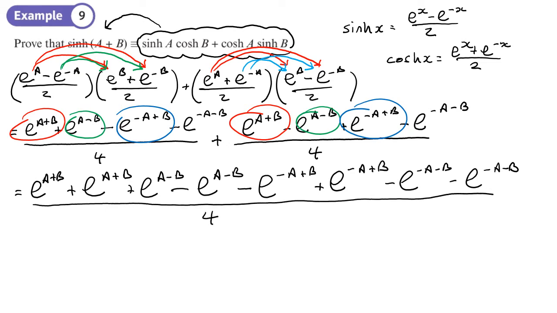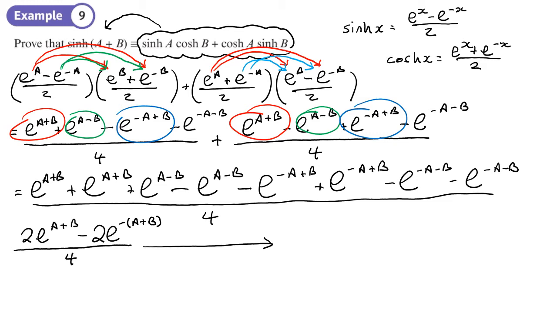Now you can see there's loads of stuff there, but things are going to simplify. What do I get? I get 2 lots of this, the first 2. The second 2 cancel out. The next 2 cancel out. And then I'm left with negative 2 lots of e^(−a−b), all over 4. I can divide everything by 2, so I end up with e^(a+b), I'm just going to put it in brackets, minus e^(−(a+b)), over 2.